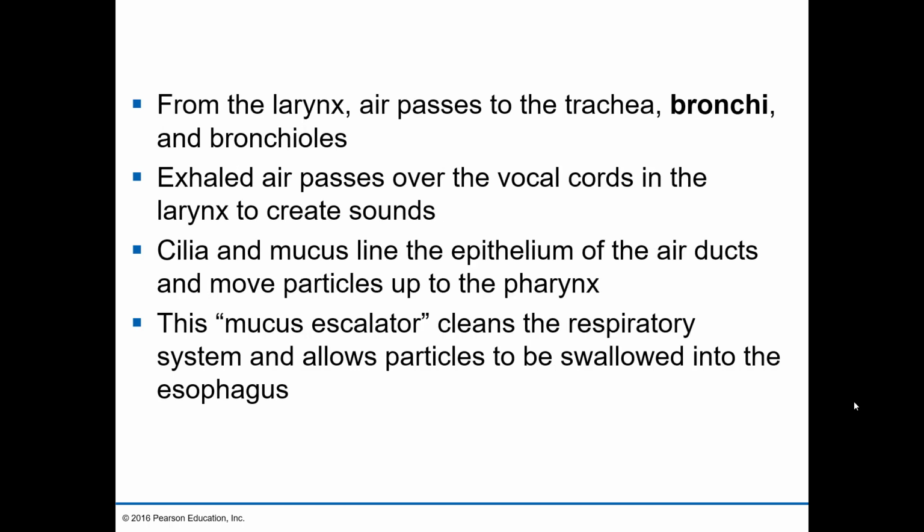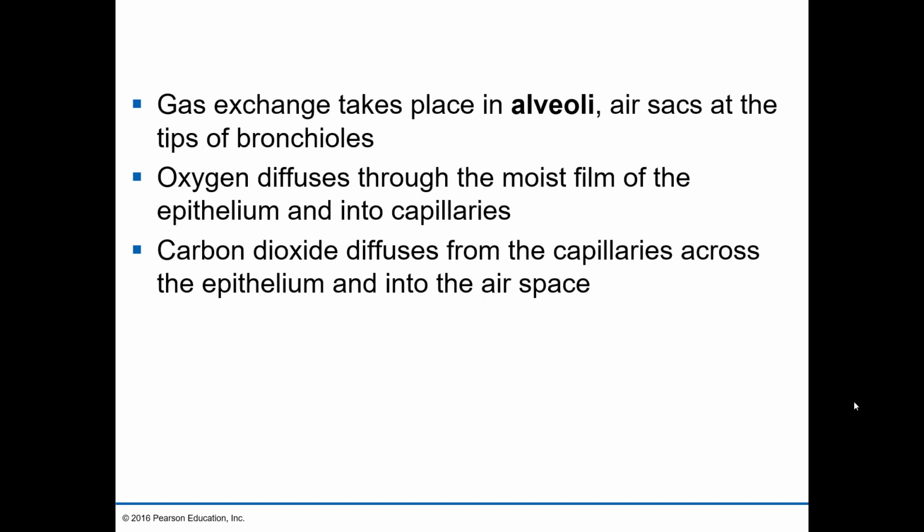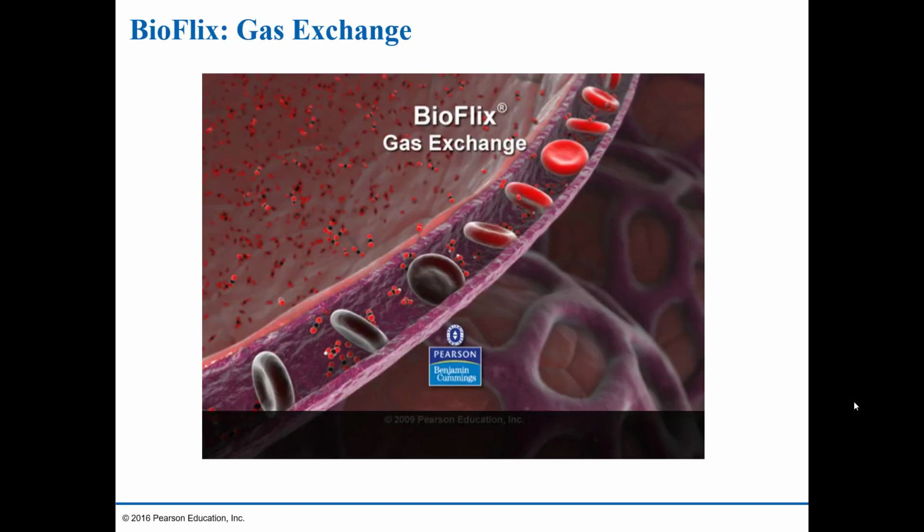From the larynx, air passes to the trachea, then to the bronchi, and then to bronchioles, which are within our lungs. There's also cilia and mucus that line the air ducts to help move things around. Gas exchange actually takes place in the alveoli, which are little air sacs at the tip of the bronchioles.